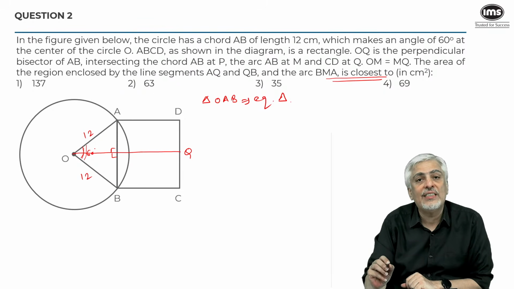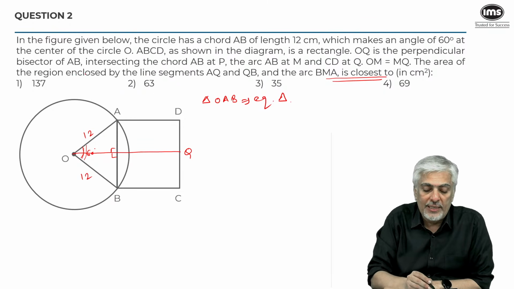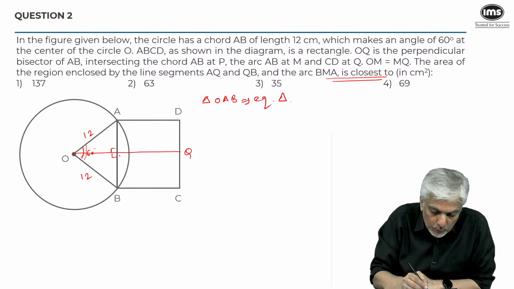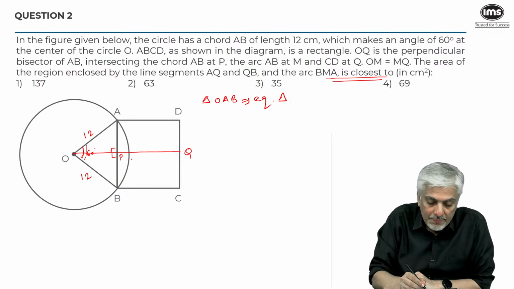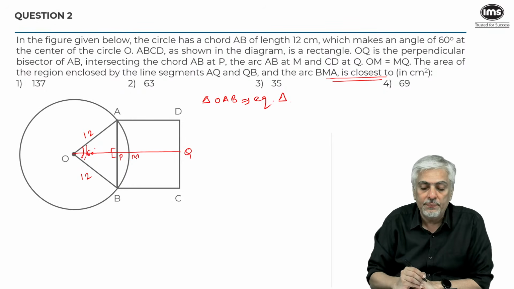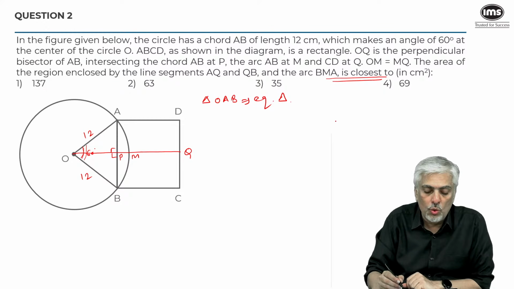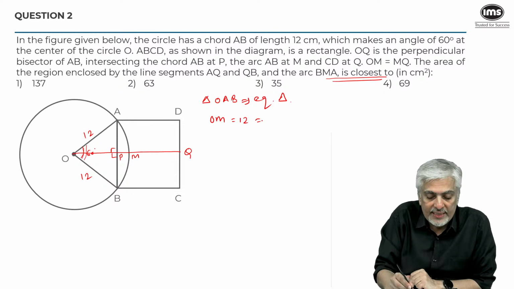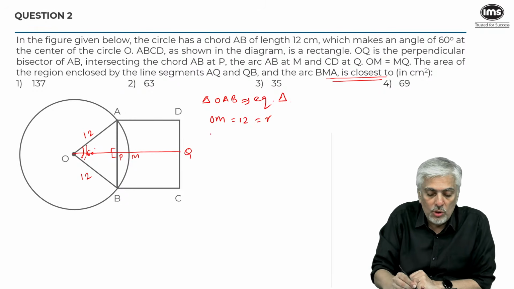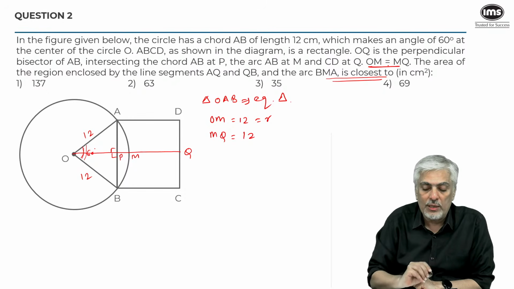Let's put all the other points which they are talking about. OQ is the perpendicular bisector of AB intersecting the chord AB at P. So there is a point over here which is P. Then arc AB at M. So there is a point over here, M. And they have also told us OM is equal to MQ. Now, very important, OM is 12 because OM is a radius, and the radius is 12. So MQ is also 12 because OM is given equal to MQ.